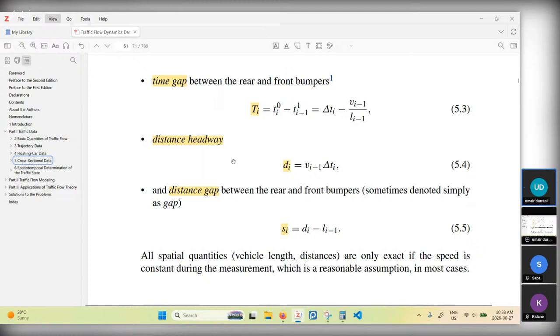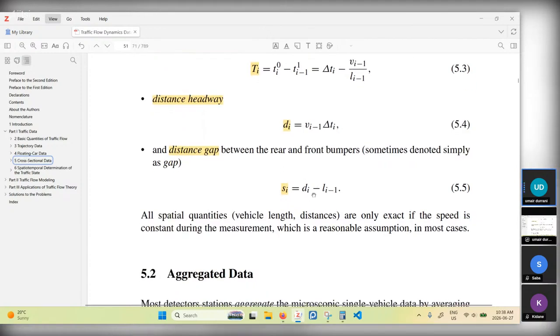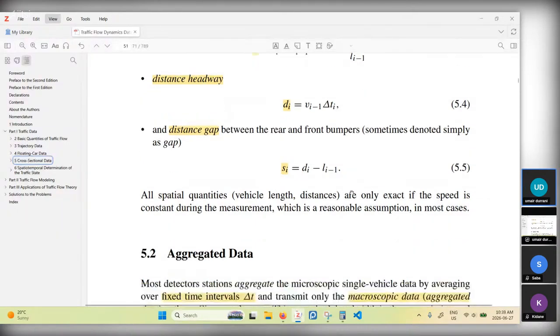Then we can also get distance headway. All of these quantities are directly measured by this cross-sectional data, by the loop detector. So distance headway is D_i equals the speed of the leader times the time headway. And then the distance gap is we take the distance headway and subtract the leader's length. That will give us distance gap. So all of these quantities are directly given to us by these detectors.